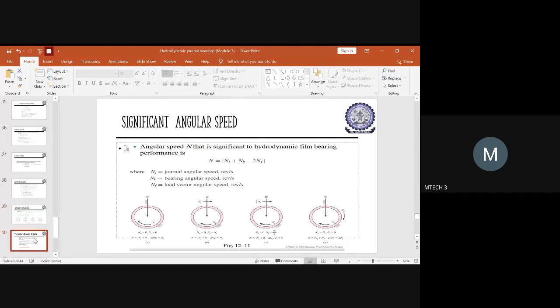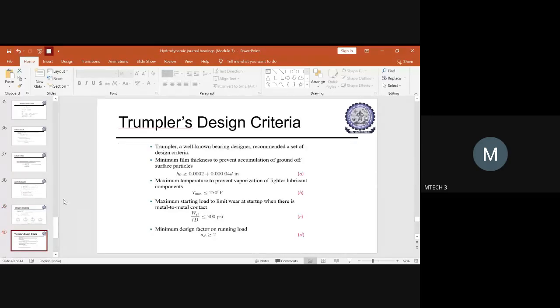So I'll just end here. Next you should know Petroff's design criteria. After knowing the design criteria we can proceed further.